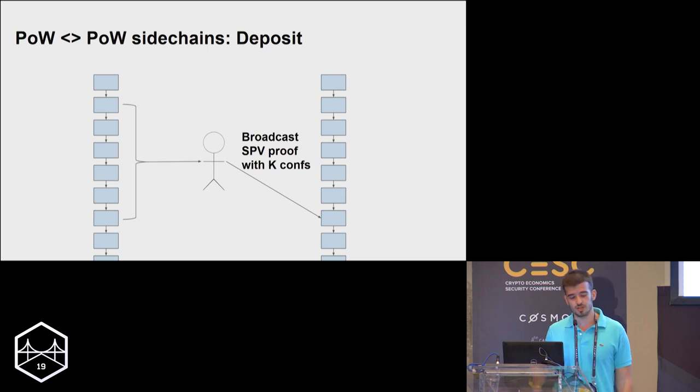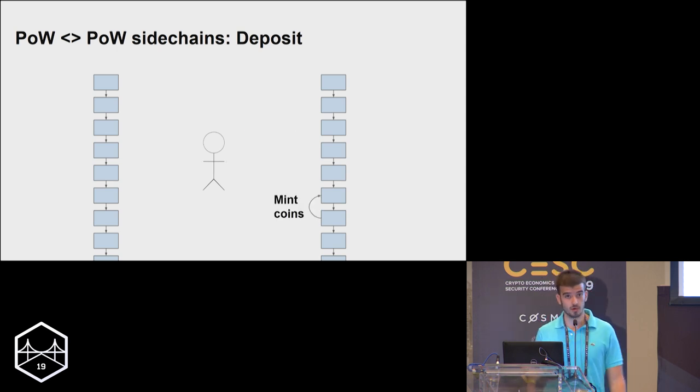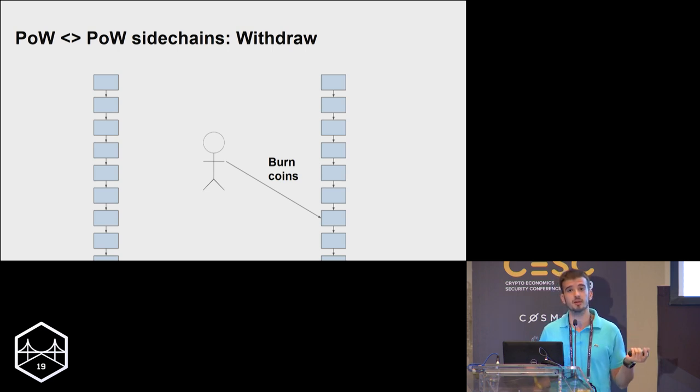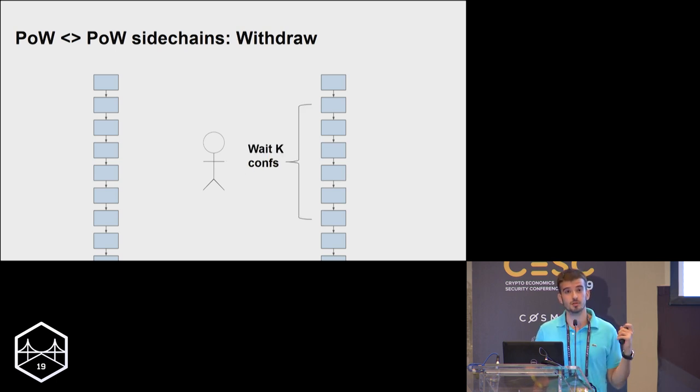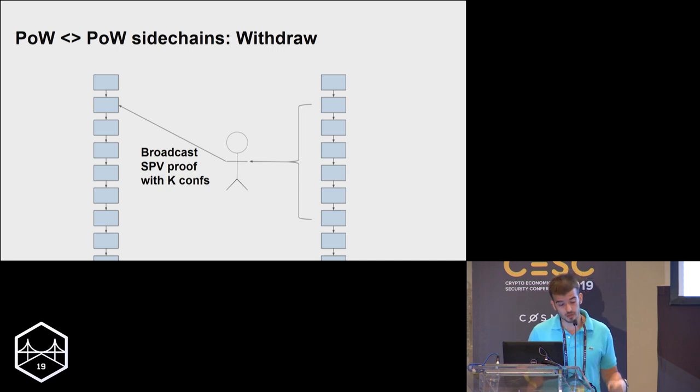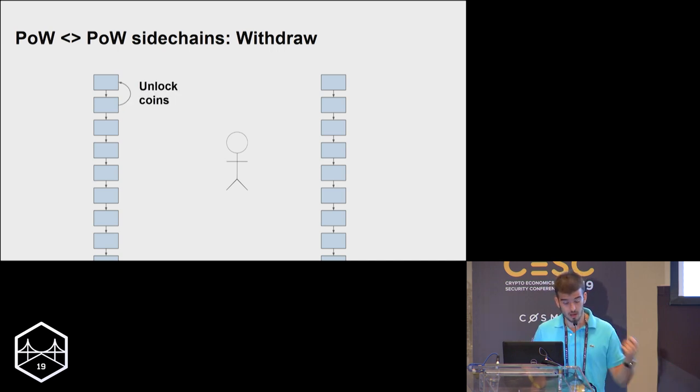Alice will take that transaction and broadcast an SPV proof with K confirmations, where the SPV proof in this case can be anything that I said earlier. Then the miners of the other sidechain will mint a coin because they saw that an SPV proof was submitted, and according to the consensus rule, we must create new coins. For Alice to withdraw her coins, she will send her money to a burn address. Again, the miners will include the transaction, and then Alice will wait some confirmations and broadcast the proof to unlock the coins that were originally locked.